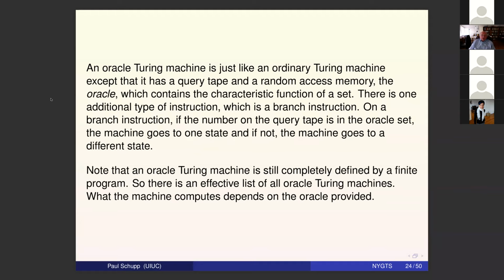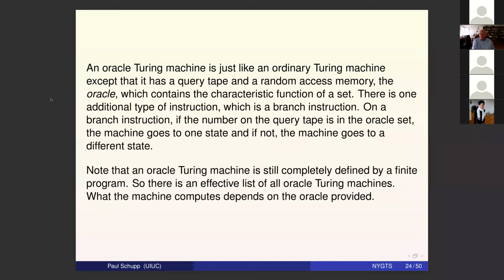Note that an Oracle Turing machine is still completely defined by a finite program. So the branch instruction just says if this number is in the Oracle, do one thing, if not, do the other. So it's either do this or do that. Of course, what the machine actually computes depends on what the Oracle is, because it's using that information.